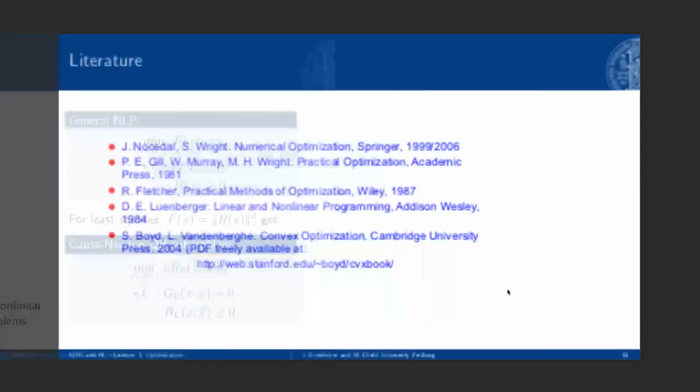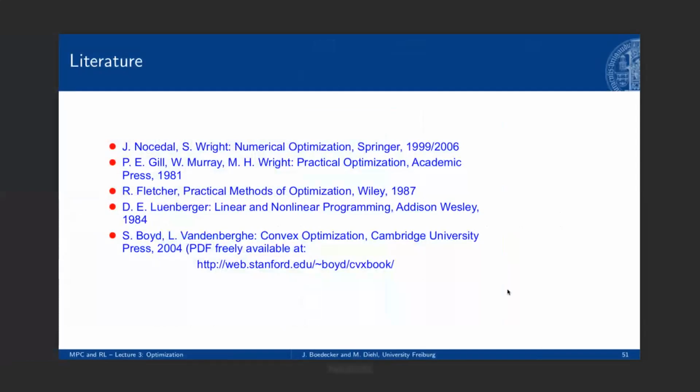And if you want to read more, there are excellent textbooks in the field of optimization, in particular this first one by Nocedal and Wright, I like a lot. There are older ones, also this Luenberger book on nonlinear programming. These are good and interesting optimization books. And I should say, if you want to learn more about convex optimization, the standard book here is the Boyd and Vandenberghe book. It's very nicely written, has lots of exercises, and you can download the PDF, which is also useful.